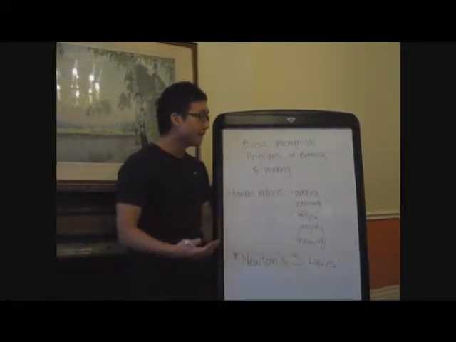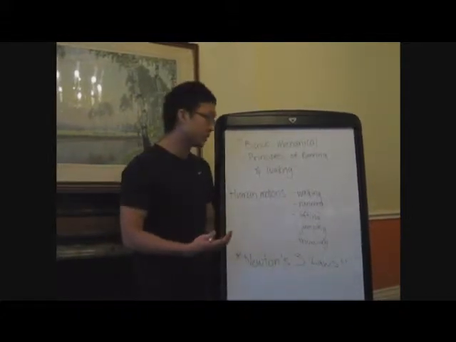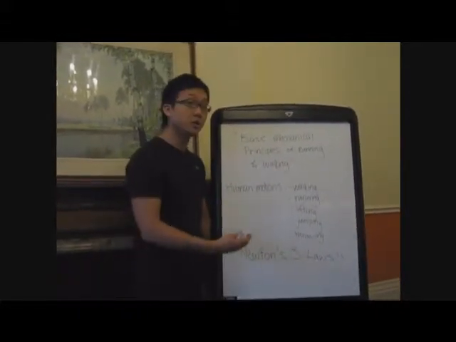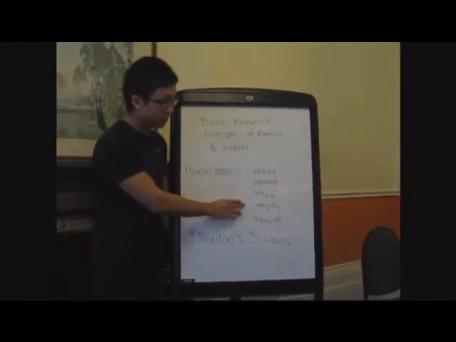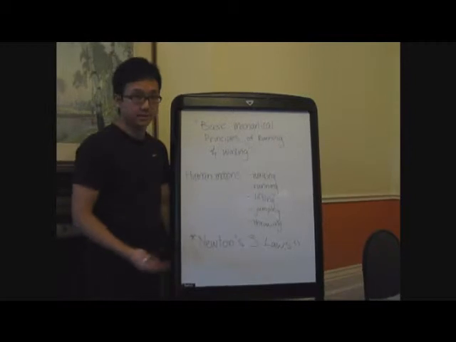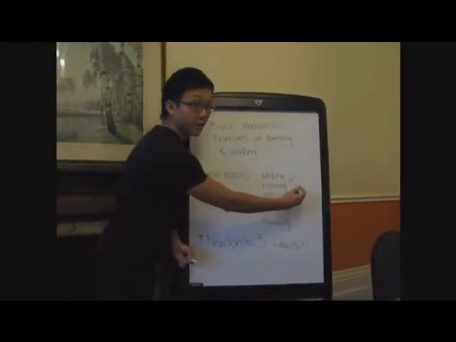Right, so basically, running and walking are part of human motion. Now, human motion consists of actions and patterns which include, like I said before, walking, running, lifting, jumping, and throwing, among many others. But today, I'm just going to focus on walking and running.